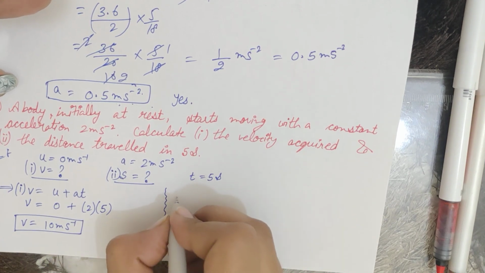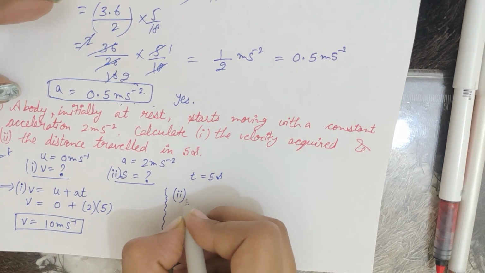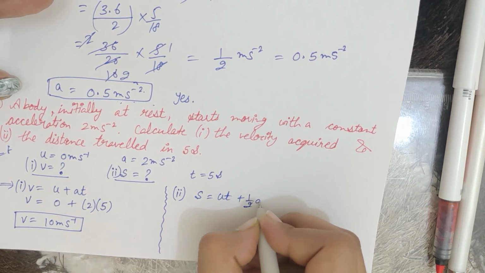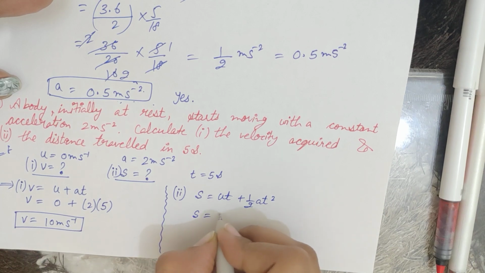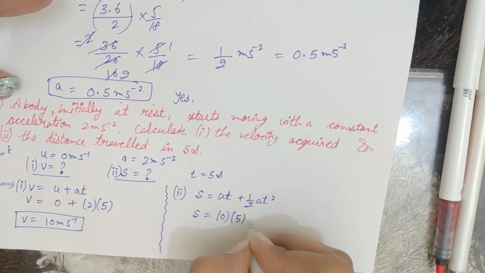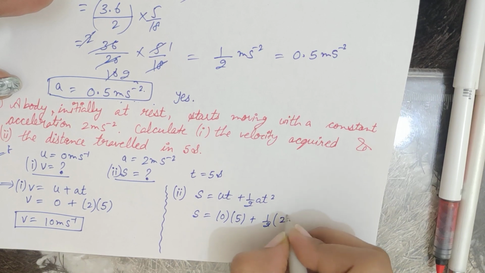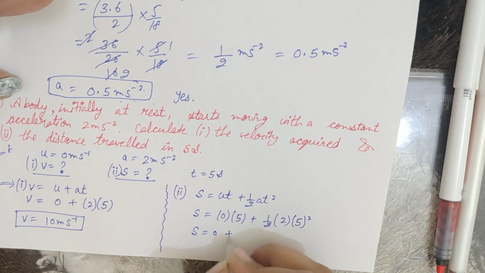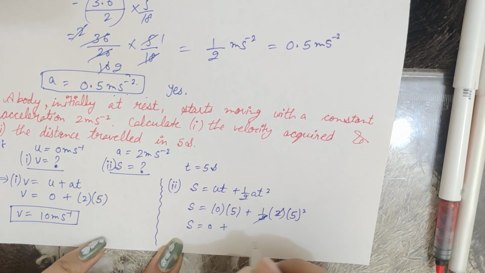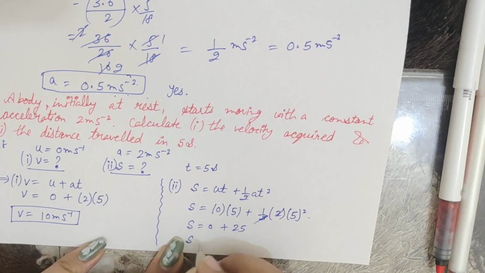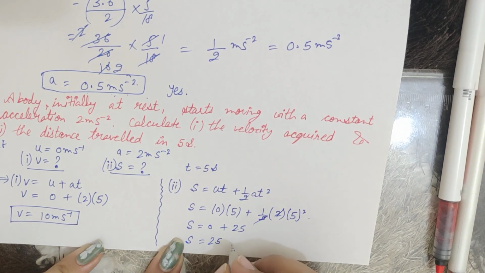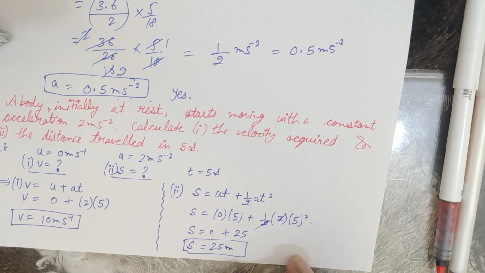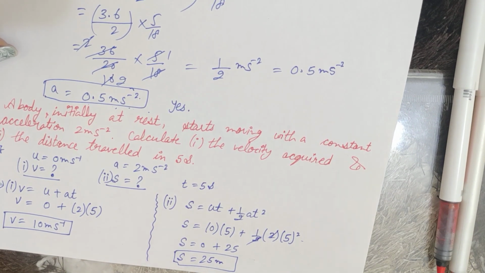Then the second, displacement or the distance we need to find out here. Distance s equals ut plus half at square. s equals u is 0, t is 5, plus half, the value of a, and the value of t square. s equals 0 plus, 2 will be cancelled out with this. 5 5s are 25. So s equals 25 meter. This is the value of distance travelled in 5 seconds for the question. So the fourth question is also completed.